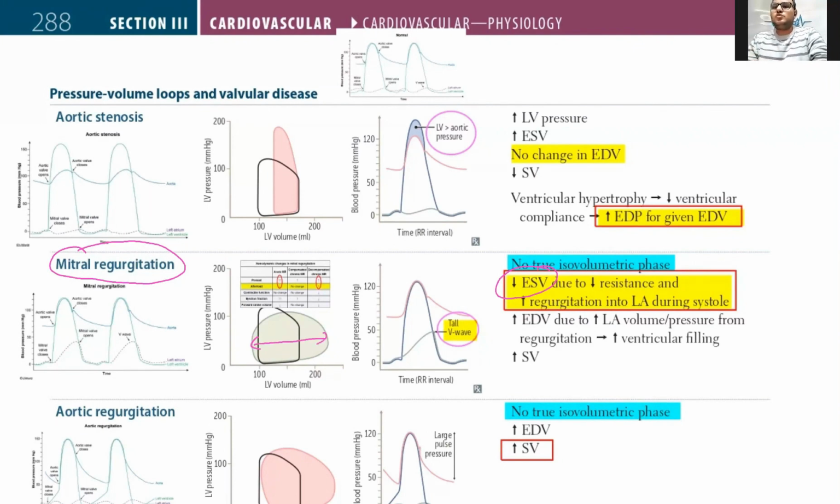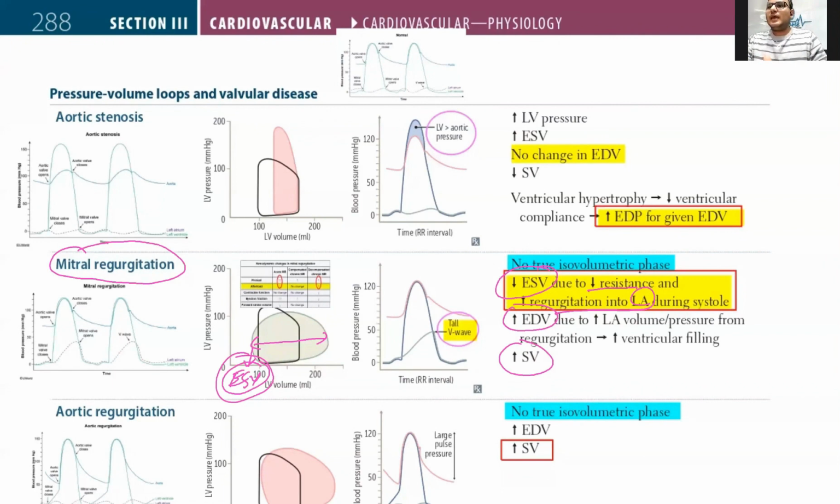First of all, you should know that in acute mitral regurgitation, the more blood is coming from the left atrium, it will increase the stroke volume. It will increase end diastolic volume, and it will decrease end systolic volume. End systolic volume is decreased because of decreased resistance and increased regurgitation into the left atrium. This is a very important point to remember. Many students ask why end systolic volume is decreased. Actually, it is the blood that goes into the left atrium. That's why end systolic volume is decreased.